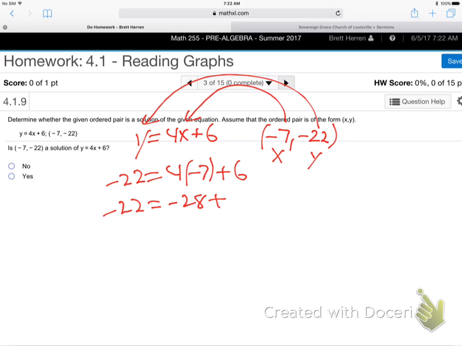That'd be minus 28, right? Positive times negative is negative. And then here, minus 28 plus 6 is minus 22. Is that true? Yeah. So this one's a yes. Meaning when you plug in minus 7 for x and minus 22 for y, they make the equation balanced. They make the equation true. The left side equals the right side.